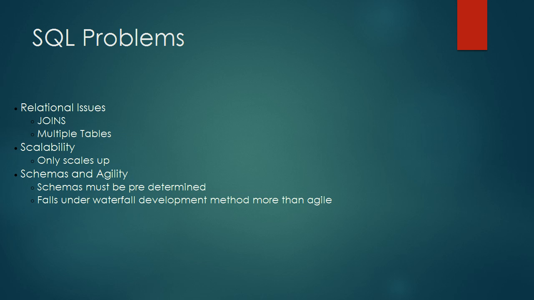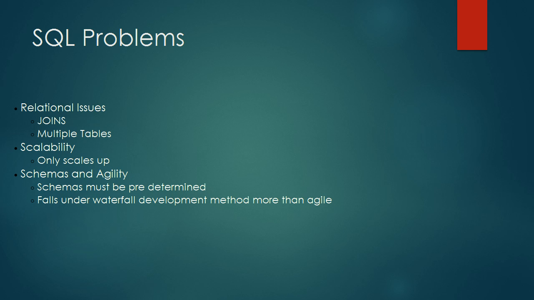The other two problems with SQL databases are schemas and agility. Because the schemas must be predetermined in relational databases, there is no such thing as quick development, as most of the requirements must be determined at the beginning of development. This would fall under the waterfall method of development, which is known to be slow and not so agile.